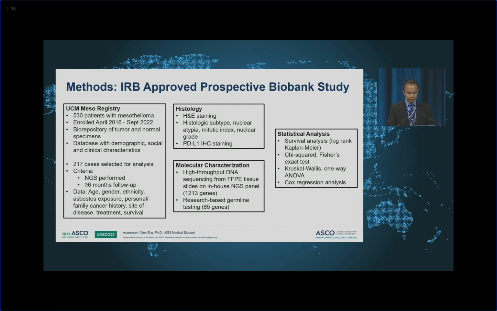All tumors had histological studies done, which included H&E staining, classification of histologic subtype, nuclear atypia, mitotic index, nuclear grade, and PD-L1 IHC staining. Tumors also underwent molecular characterization using next-generation high-throughput sequencing with an in-house panel that sequenced over 1,200 cancer-related genes. Sequencing also reported tumor mutational burden. In addition, research-based germline testing on 85 genes was also performed. And from all these results, we performed statistical analyses to examine correlation and survival.